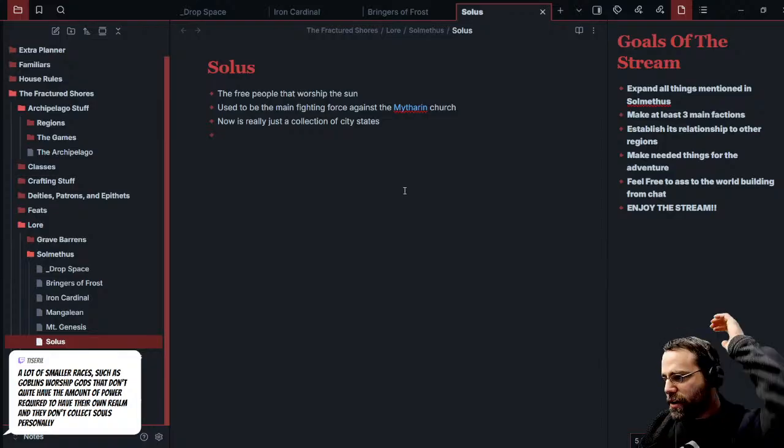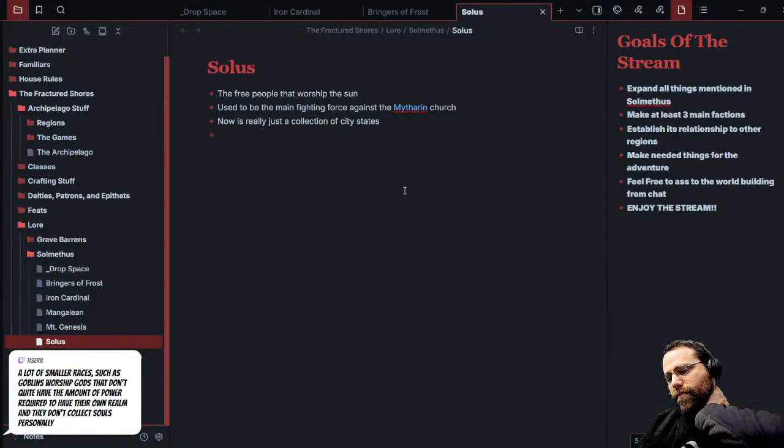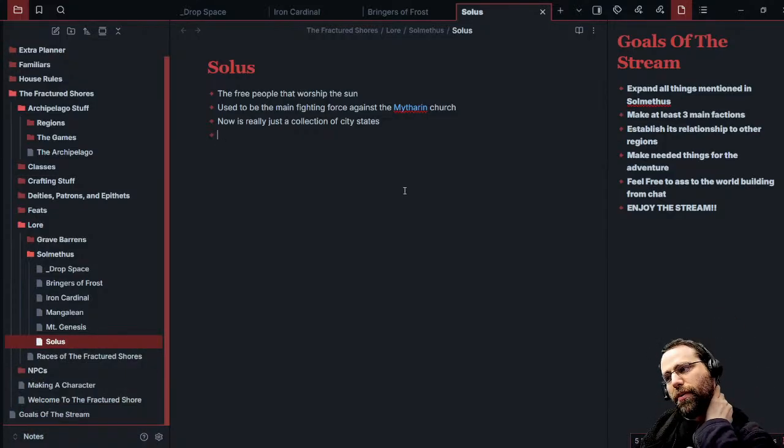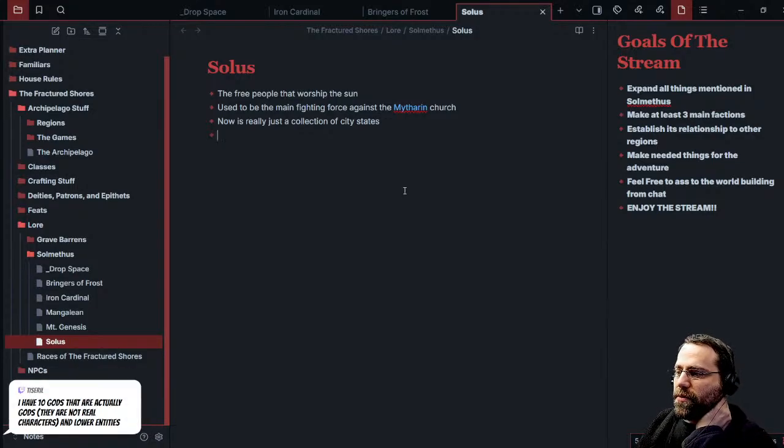Okay, so more specifically the soulless people. The free people have worshipped the sun, using the main fighting force of the Matharan Church, now a religious collection of city-states. Okay, I have 10 gods that are actually gods. They're not real characters and lower entities. Nice. It's a good-sized pantheon.